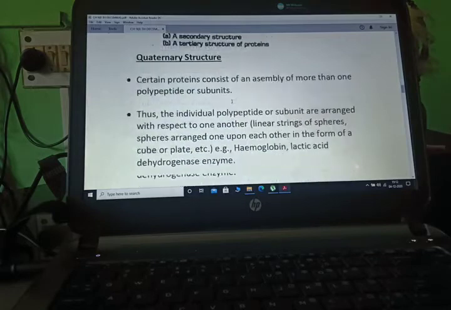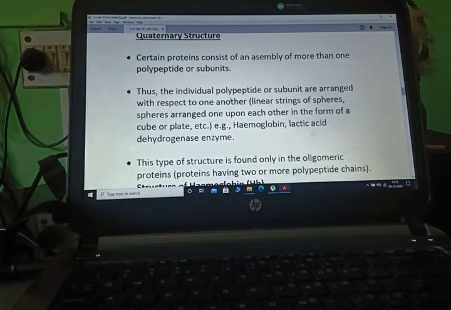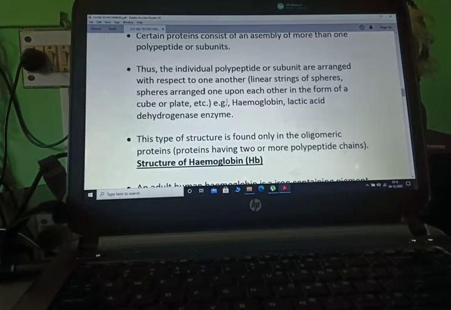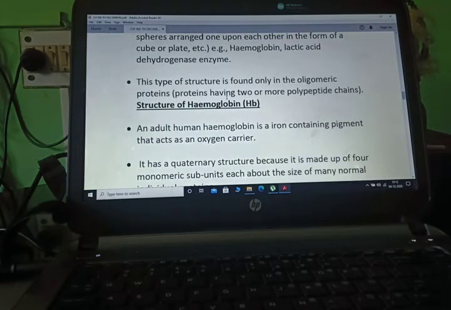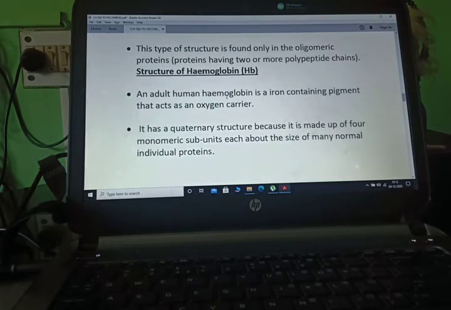Now, quaternary structure. Certain proteins consist of an assembly of more than one polypeptide or subunits. Thus, the individual polypeptides or subunits are arranged with respect to one another. Example, hemoglobin, lactic acid dehydrogenase enzyme, etc. This type of structure is found only in the oligomeric proteins.